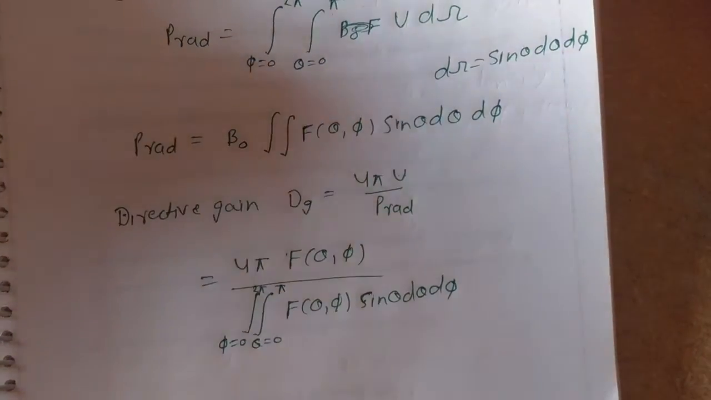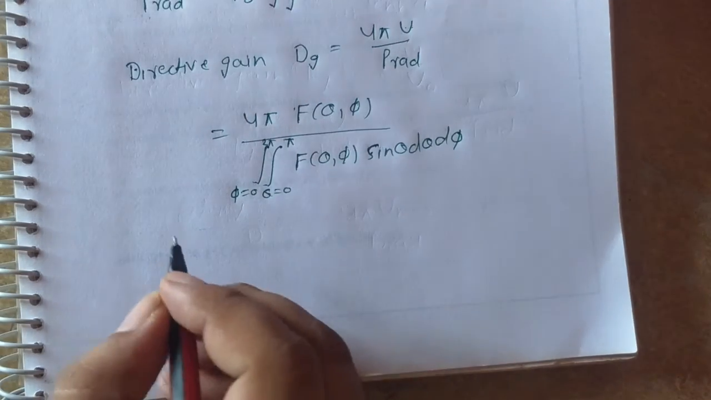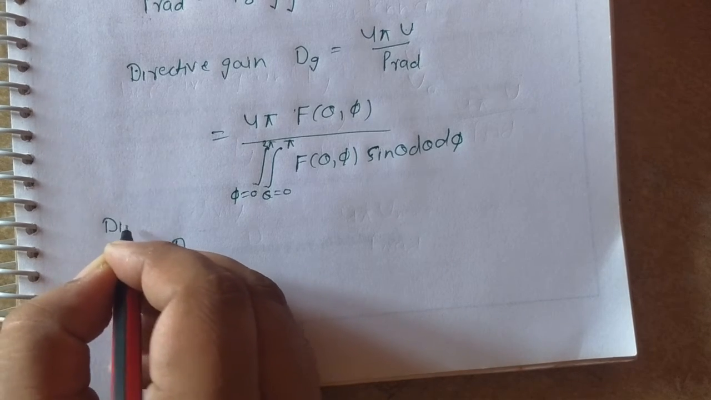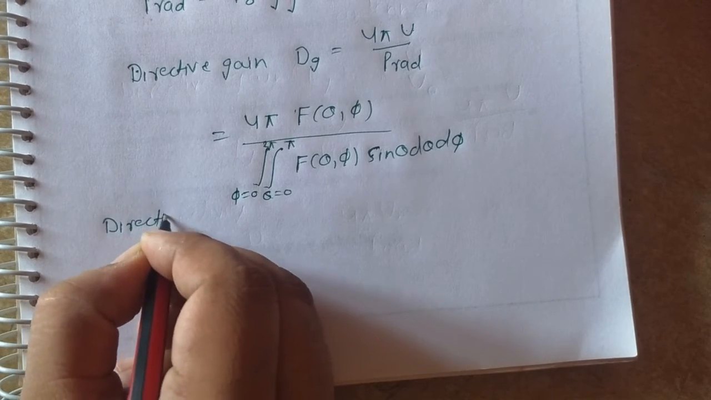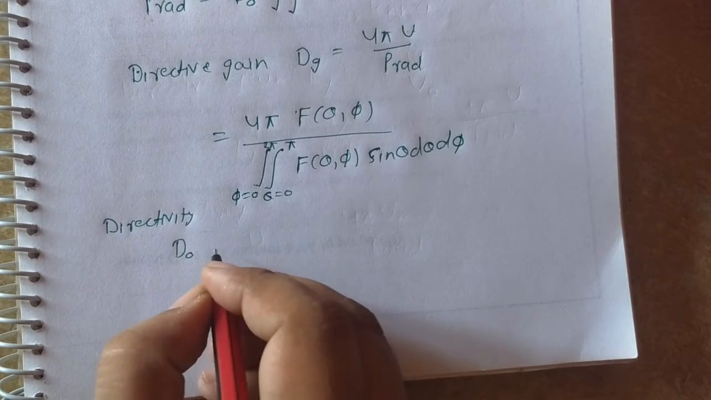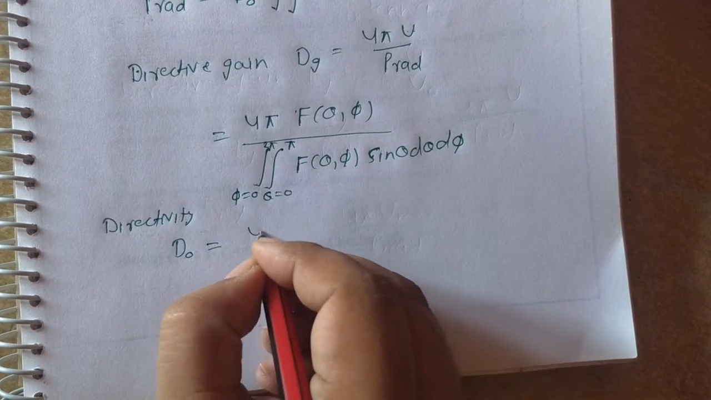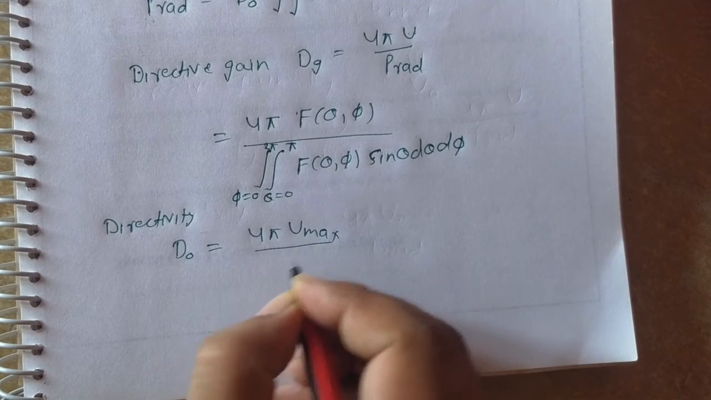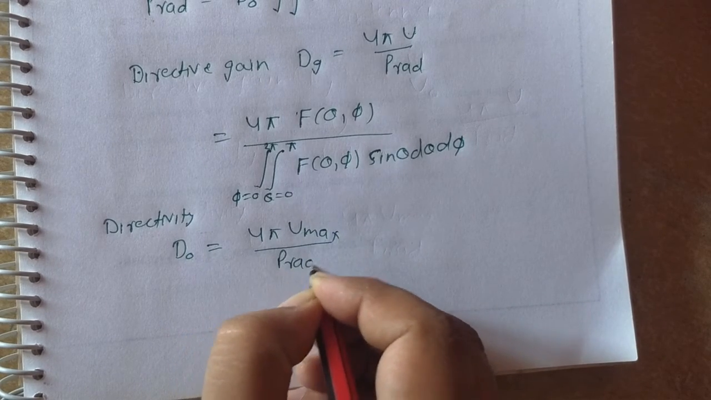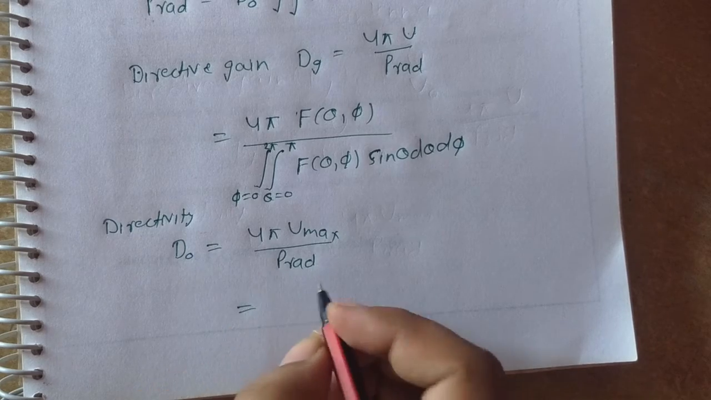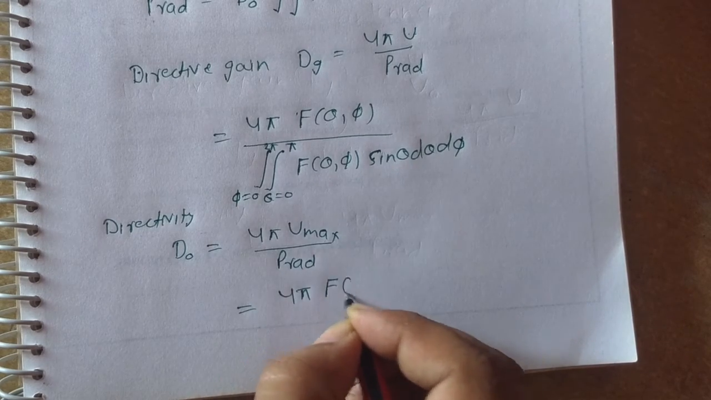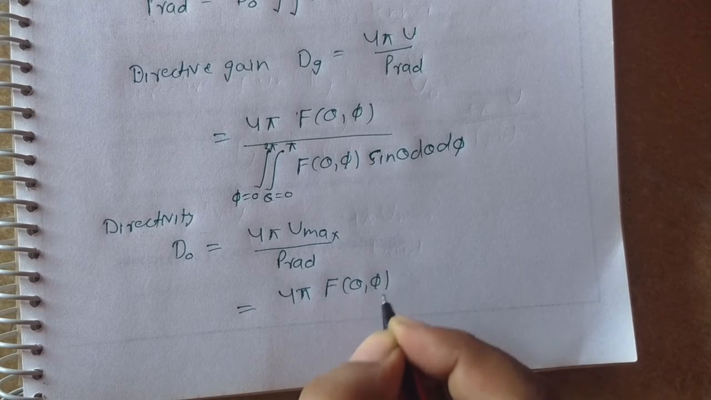Now the directivity D naught equals 4 pi U maximum divided by P radiation. So it will be equal to 4 pi f(theta, phi).